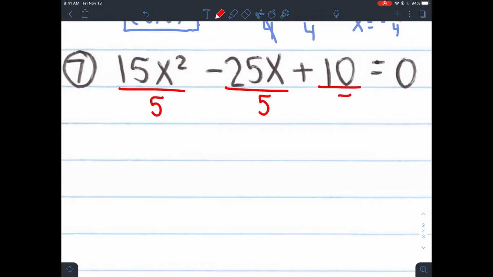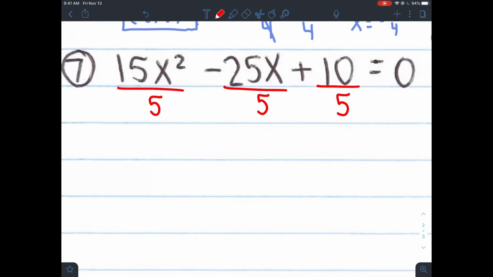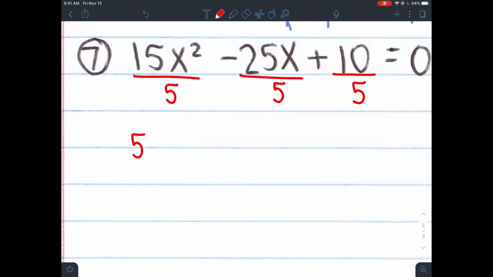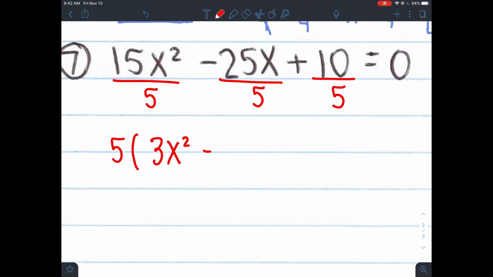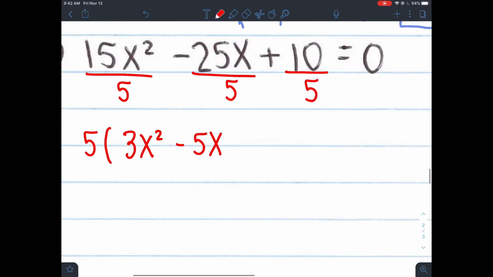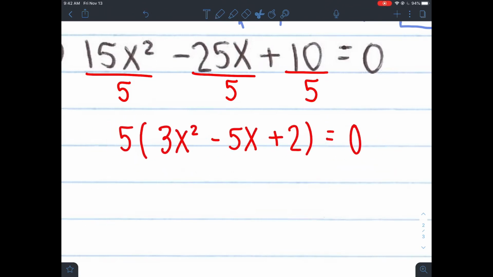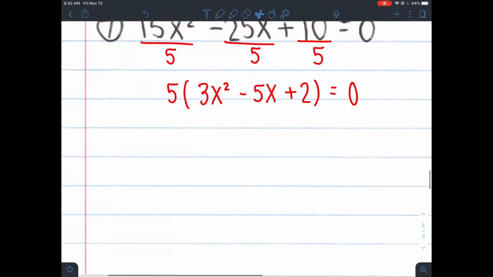So we're going to factor out a 5, because 5 is the largest thing that goes into all terms. I can't take out any x's because 10 doesn't have any x's. So 5 is going to go on the outside of my parentheses, and I'm going to start simplifying this. So I have 15 divided by 5, which is 3, so I have 3x squared. Negative 25 divided by 5 is negative 5, so I have negative 5x. And then 10 divided by 5 is positive 2, and then I have equals 0. Okay, so I've taken out my greatest common factor.